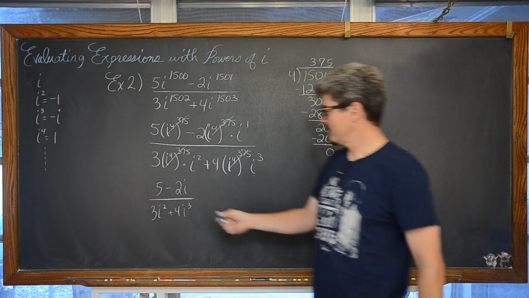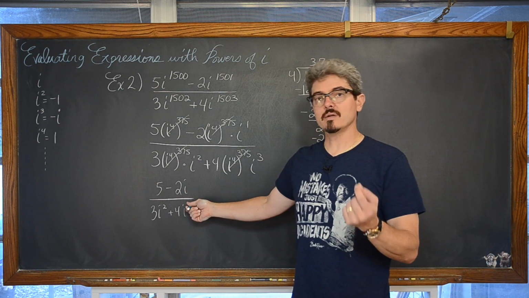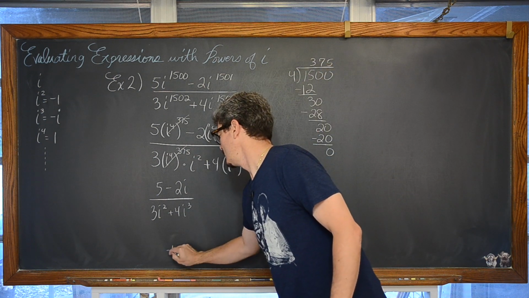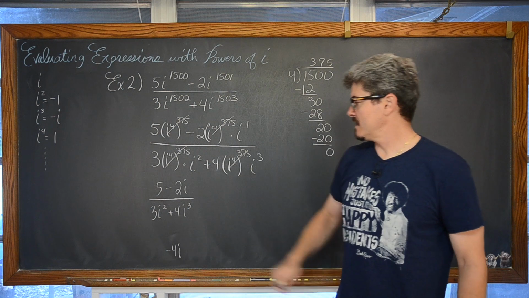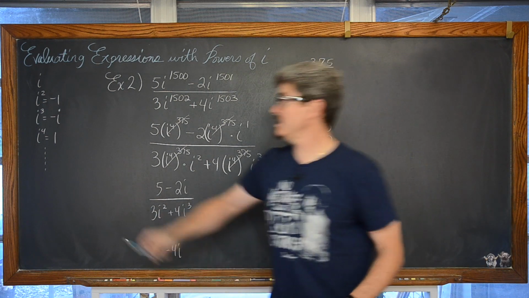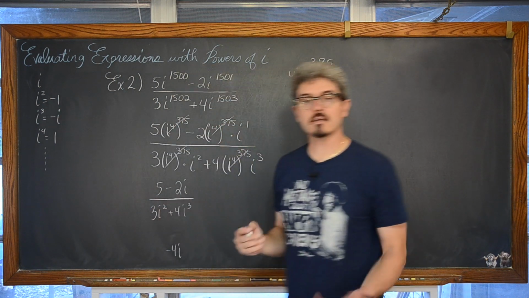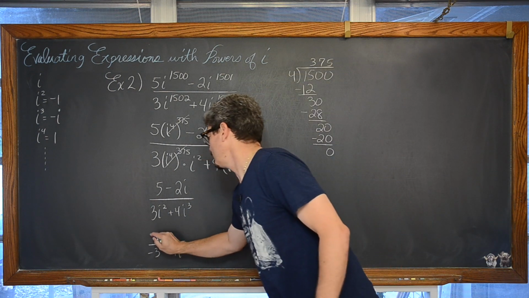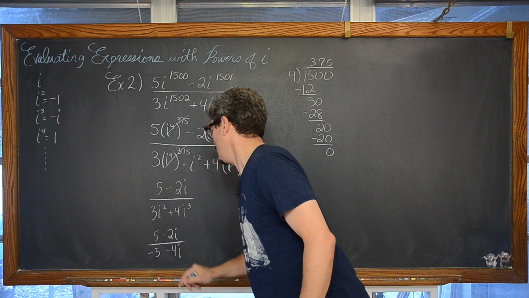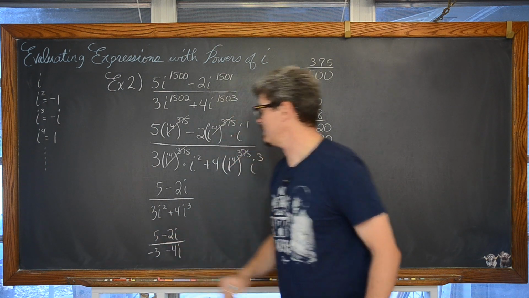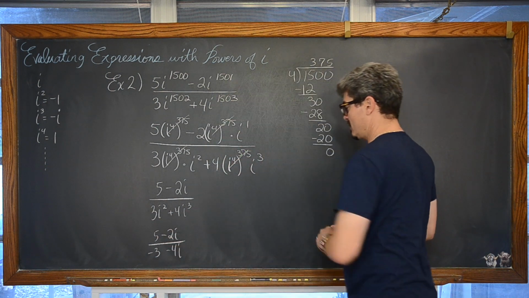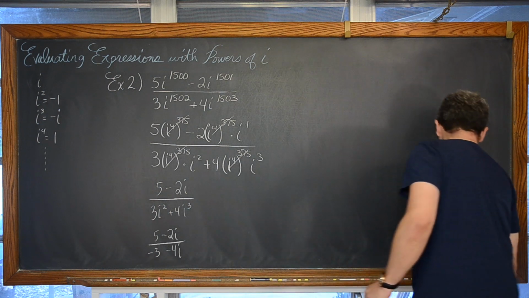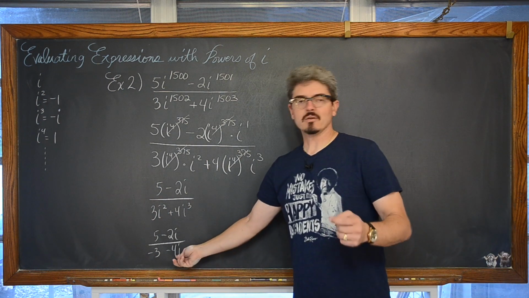Okay, well, i to the 3rd power is negative i, and we've got i squared, which is equal to negative 1. So 3 times negative 1 is negative 3. In the numerator we have 5 minus 2i, so we're close to finishing the evaluation of this expression, but we have a fraction, it's got a binomial in the denominator, and part of that binomial has an i in it.